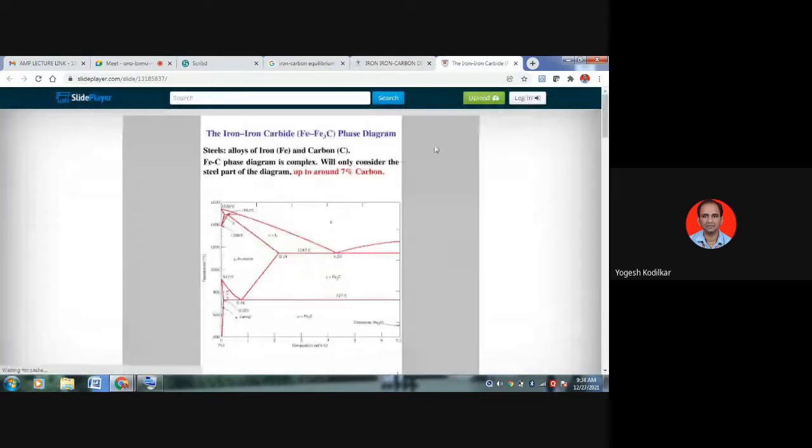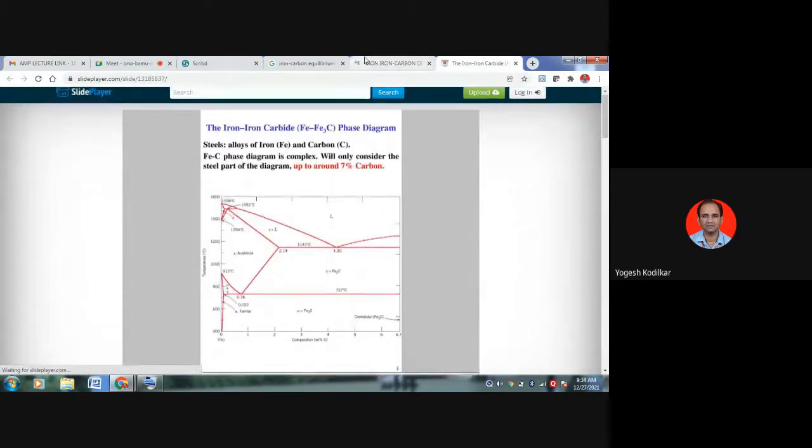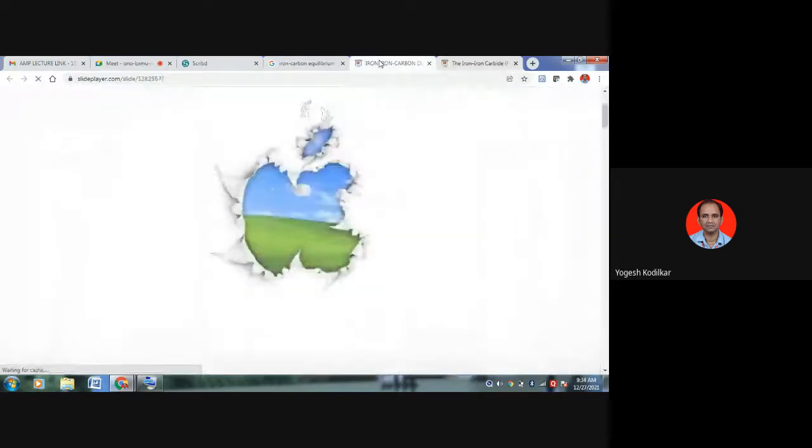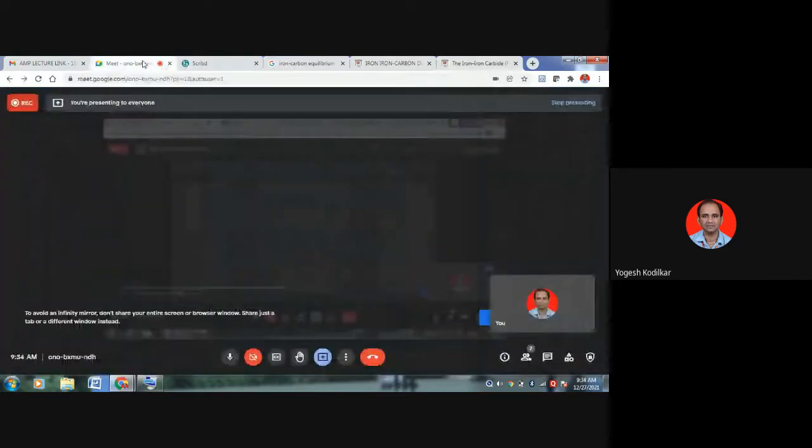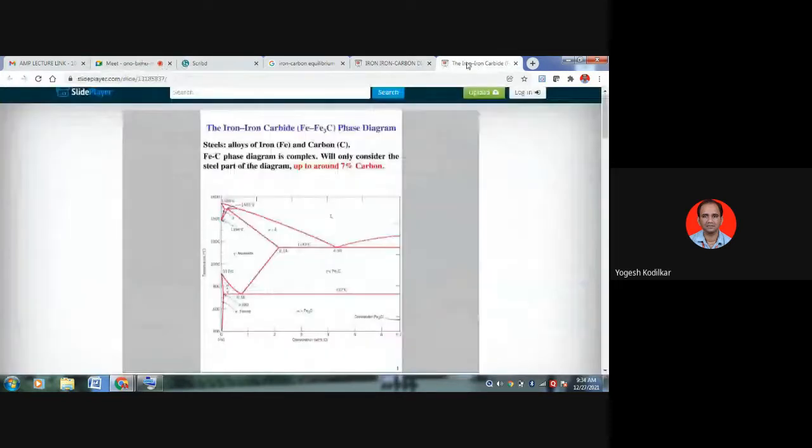So this is basically called the iron carbon equilibrium diagram, on which the x-axis is the composition by weight percent of carbon, and on the y-axis there is the temperature in degrees Celsius or in Fahrenheit. So that is your iron carbon equilibrium diagram. Again I am sharing the screen. Let the screen be shared. So this is your iron carbon equilibrium diagram.